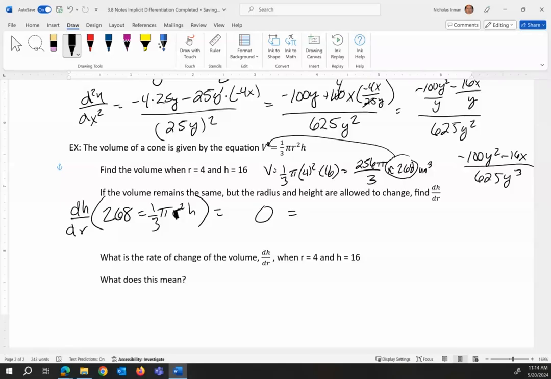To do this derivative, that's a product. These two things are multiplied, so I have to do the product rule. I'm going to treat these three as my normal, and then this is my first, and then my second. The derivative of the first with respect to r is 2 times 1/3 pi, which is 2 pi over 3 r, times the second thing left alone, plus the derivative of the second thing, the derivative of h with respect to r, times the first thing left alone.